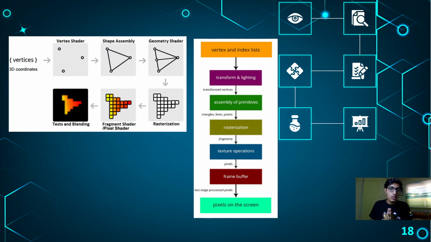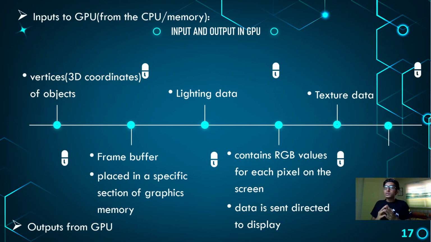These images also show different image processing features that can be achieved with the help of GPUs. The vertex shader, shape assembly, geometry shader, test and blending, rasterization, vertex index lists, the TL that is transform lighting, rasterization, etc. I hope all that showed us the advances and learning of GPU, just the gist, so that it is enjoyable and you can go into the depth.